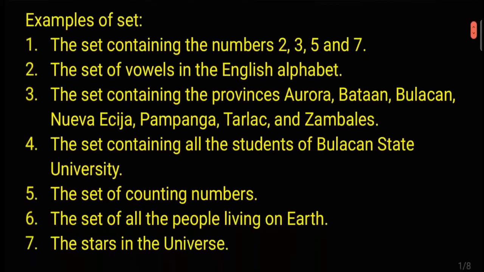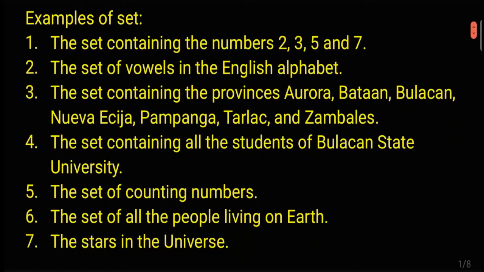Some examples. Number 1, the set containing the numbers 2, 3, 5, and 7. So in this set, the elements are definite: the numbers 2, 3, 5, and 7. Number 2, the set of vowels in the English alphabet. We know that there are 5 vowels in the English alphabet, namely A, E, I, O, U. So we were able to determine which are the elements of this set. Number 3, the set containing the provinces Aurora, Bataan, Bulacan, Nueva Ecija, Pampanga, Tarlac, and Zambales. So the elements of the set are properly identified. They are the mentioned provinces.